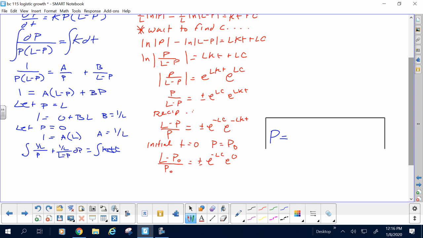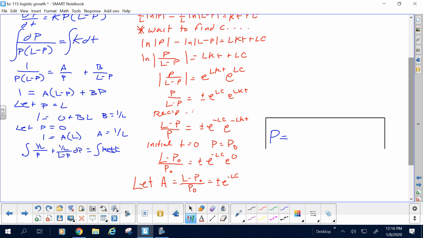Are you done? All right, now, it's typical then to say that is a ridiculous out front constant. I don't want to write that. It's a big freaking mess. And so we're going to just let A equal the whole thing. A represents L minus P naught over P naught, or plus or minus e to the negative LC. All that, I'm just going to write in A in its place. You down? Mm-hmm. All right.